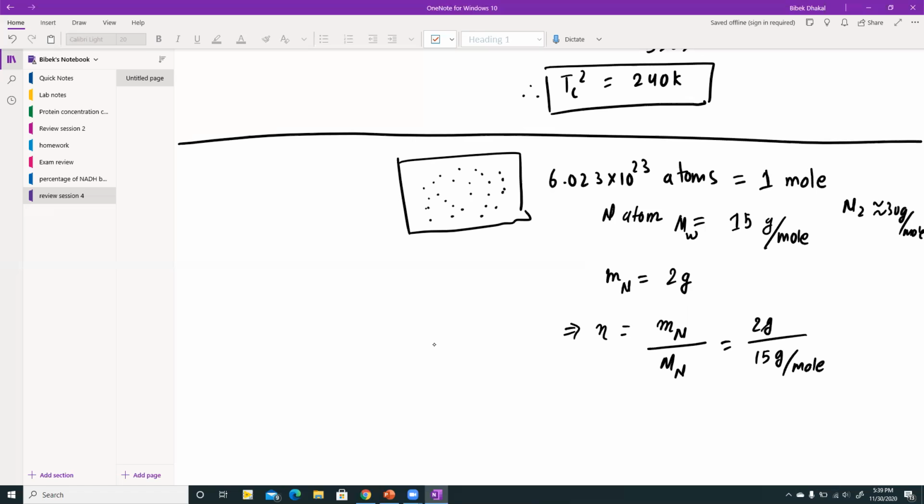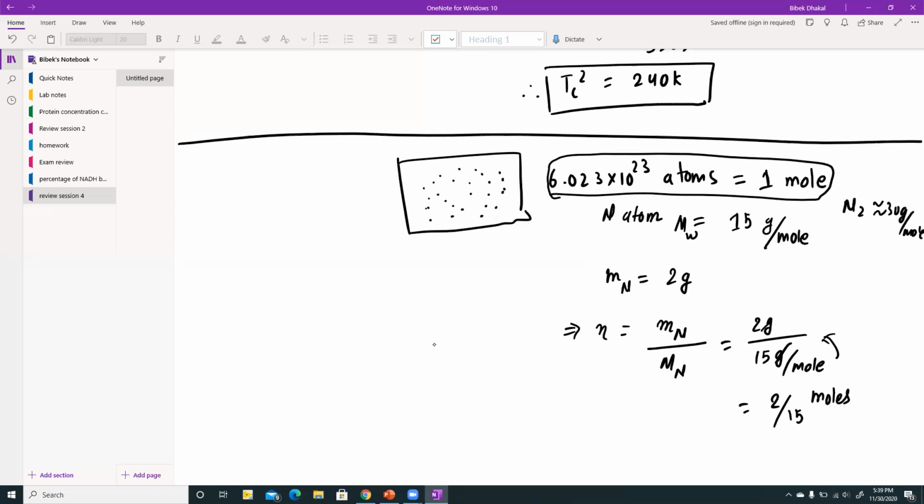So gram and gram get cancelled, and the number of moles comes to the numerator. So your number of moles is 2 over 15 mole. And 1 mole contains this many atoms or molecules, depending on what you are looking at. If you are looking at atoms, then it contains this many atoms, and if you are dealing with molecules, then this many molecules.